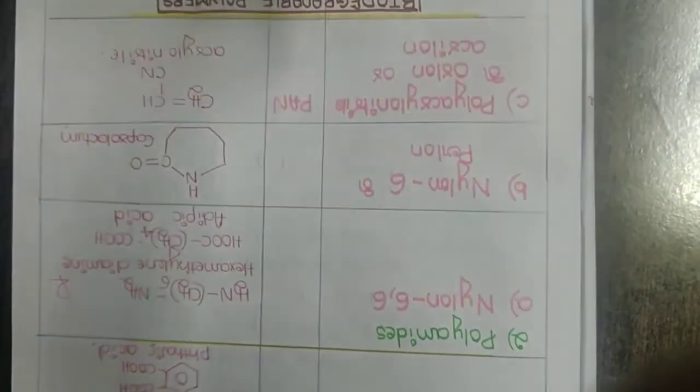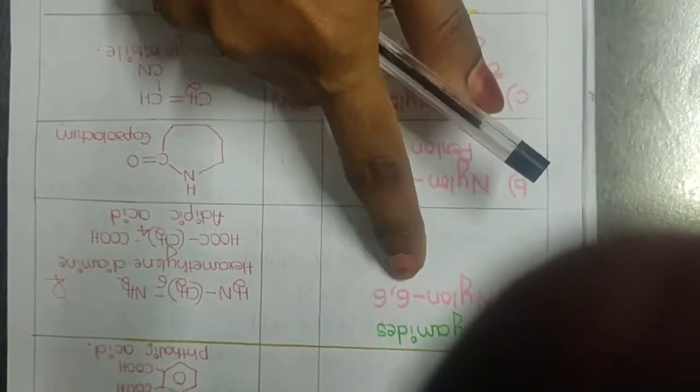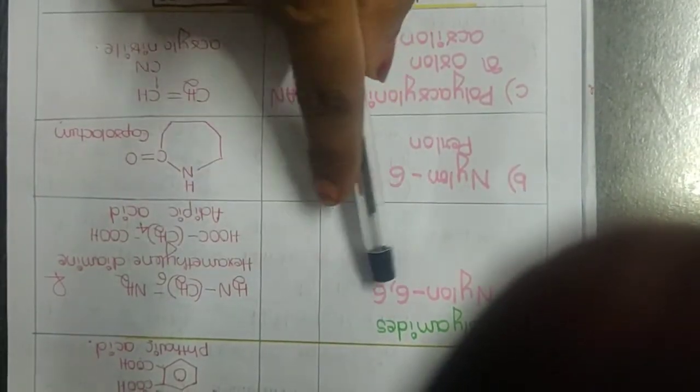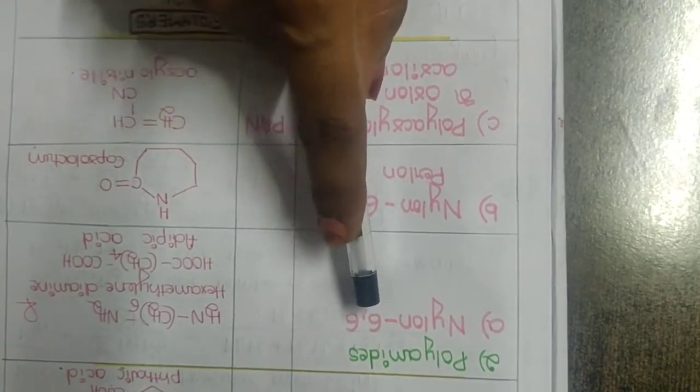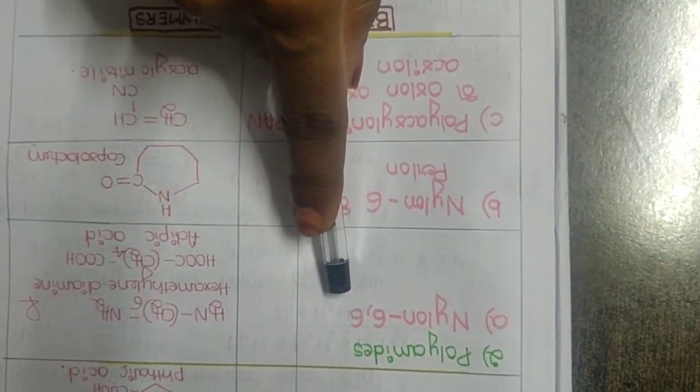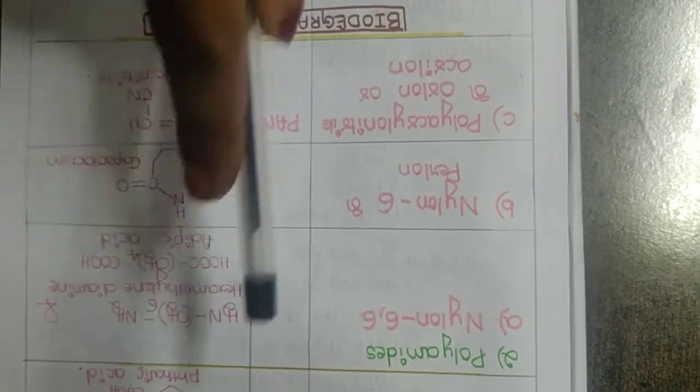So let us start with the first one, that is nylon 6,6. These numbers are very important. It is giving a hint. What is that hint? It will speak about the number of carbon atoms present in each monomer.